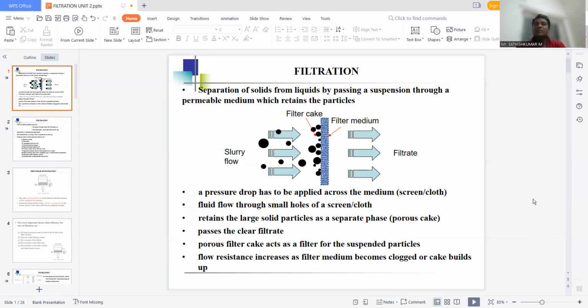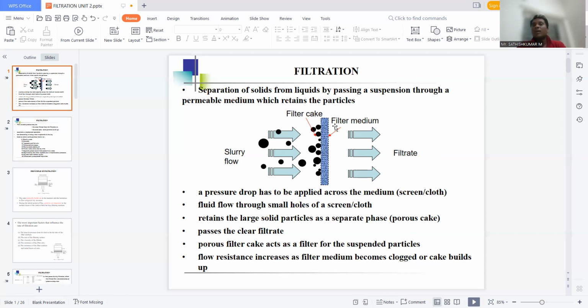It is simply filtering the solution by using a medium or porous medium. This is called the filtration process, and this picture shows the process of filtration. The slurry flows into the porous medium. The solids are deposited on the surface of the medium. Only the liquid passes through the filter medium. After the filtration process, the liquid at the end point is called the filtrate. The solids deposited on the filter medium are called the filter cake.